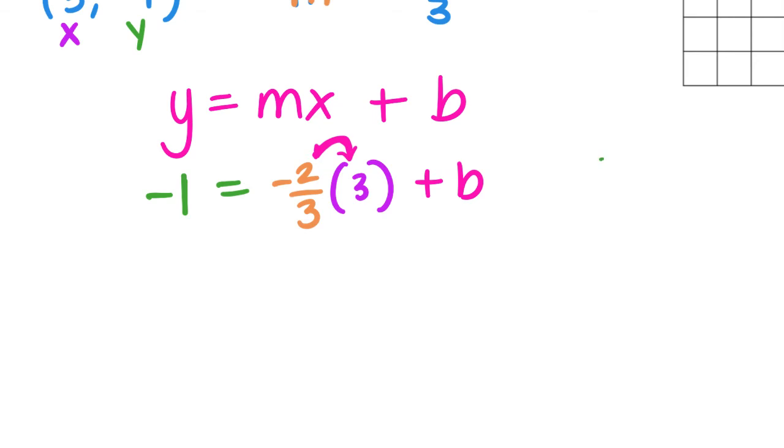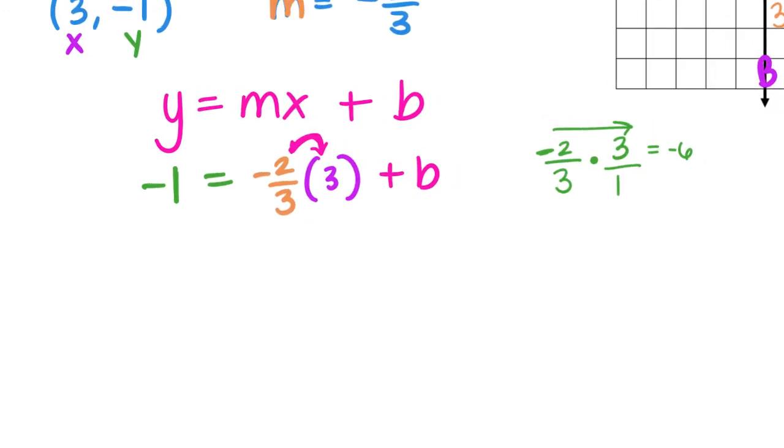Over here, I'll show you how to do this the long way. Negative 2/3 times 3. You can put a 1 under the 3, and then you just go straight across. Negative 2 times 3 is negative 6. 3 times 1 is 3. And then if you divide that, negative 6 divided by 3, that's negative 2. So all of this just equals negative 2. Look at that, no more fraction.